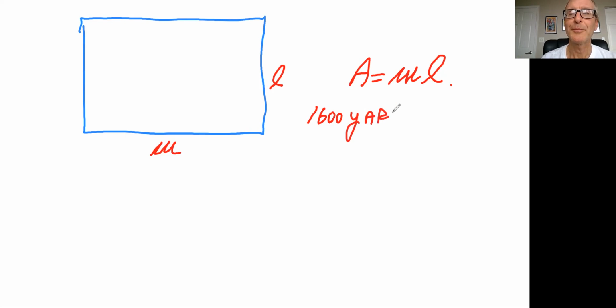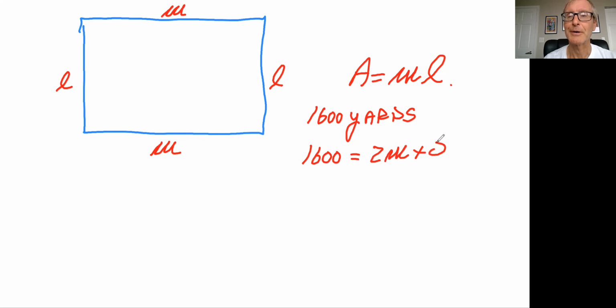So with that information, what do we know? Well, remember that in a rectangle, the two lengths are equal, and the two widths are equal. And so if you add all that up, that should be 1,600 yards. If you remember from your geometry days, that was called the perimeter around a particular figure. And so we have 1,600 equals two W's plus two L's. So now we have two equations and two unknowns, so that's good.